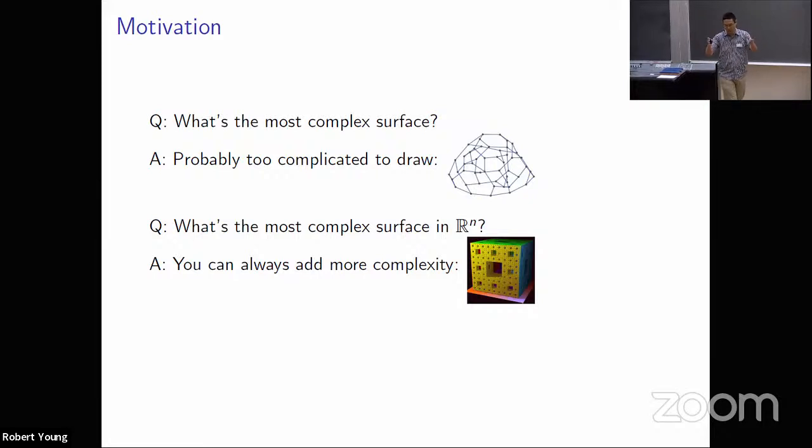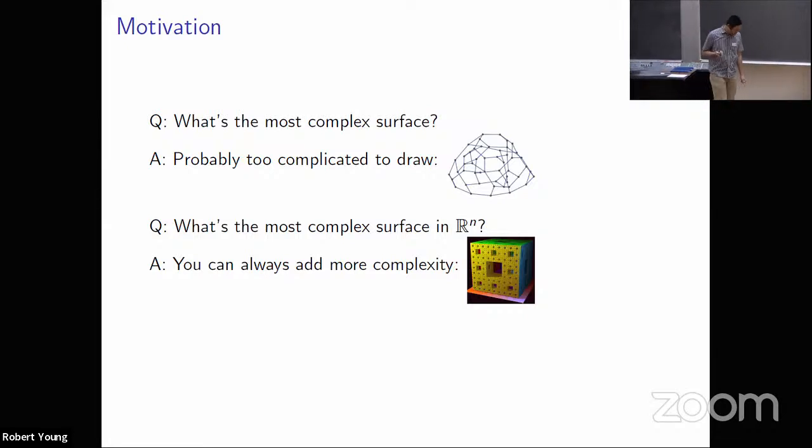You can start with the cube. You can drill holes in the cube to get the first step of the construction of the Menger sponge. And then you can repeat the process. You can drill more holes and more holes and more holes to get closer and closer to the Menger sponge. And really the steps in this construction are getting more and more complicated. So we expect the most complex surface in Rn to again be unboundedly complex.